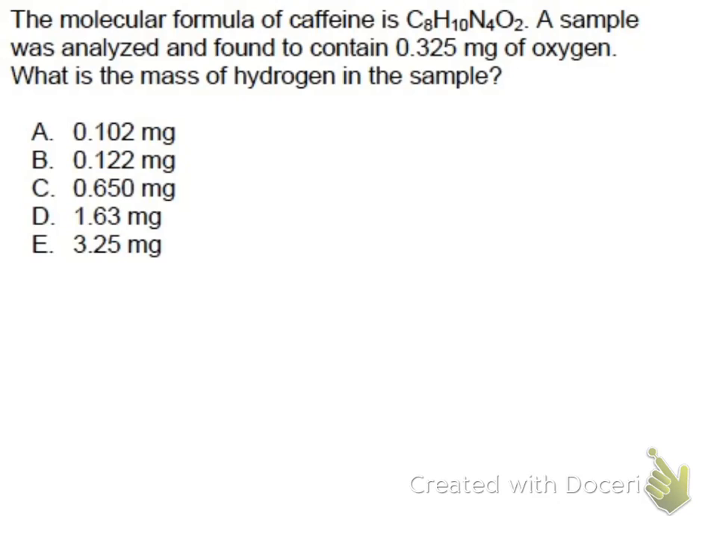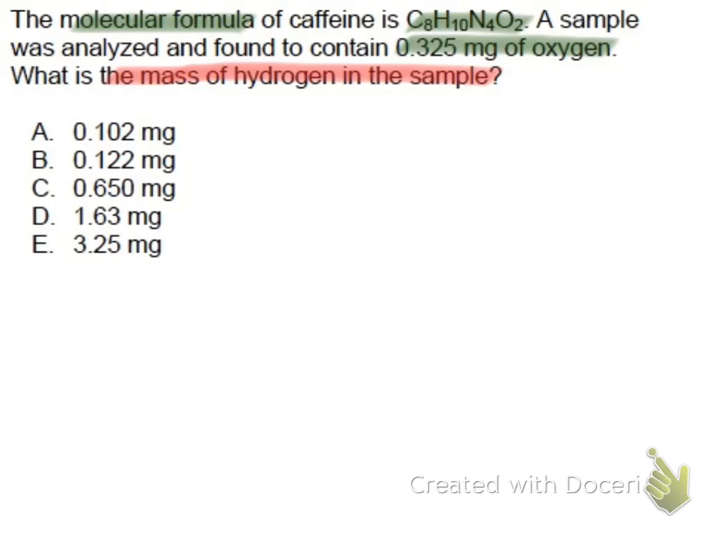Moving on to our next problem, we can ask ourselves, what are we being asked for? What are we being given? All right, we need to know the mass of hydrogen in a particular sample, and then we're given some information about that sample. Basically, we're told its molecular formula, and then we're told also how much oxygen it contains. So how do we analyze this?